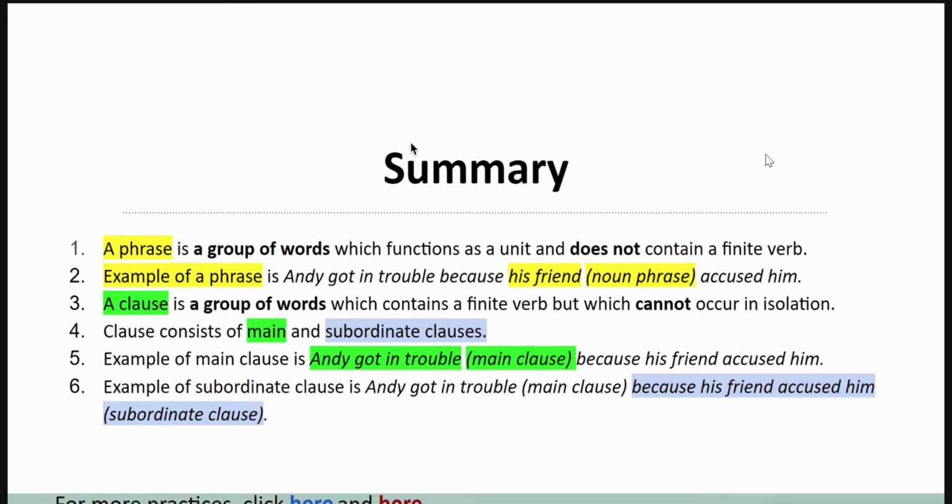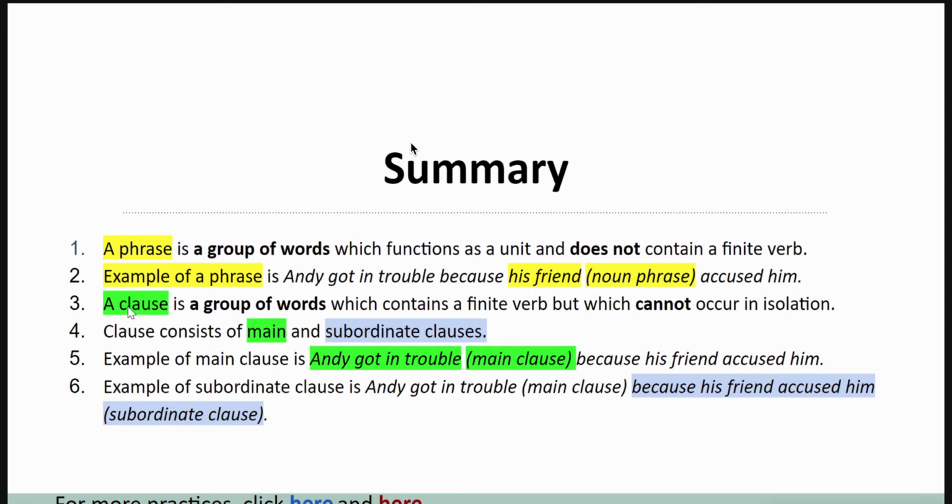Ya, jadi summary-nya untuk clause adalah seperti ini. A phrase is a group of words which functions as a unit and doesn't contain a finite verb. Phrase itu kan hanya sekumpulan kata-kata ya. Tadi misalnya a beautiful girl, tidak ada finite verbnya di situ. Contohnya, in a sentence, Andy got in trouble because his friend accused him. So we could say that his friend is noun phrase. Tidak ada finite verbnya di sini.